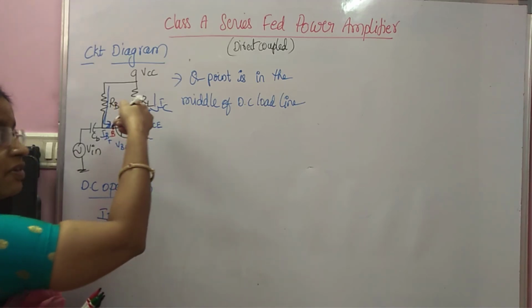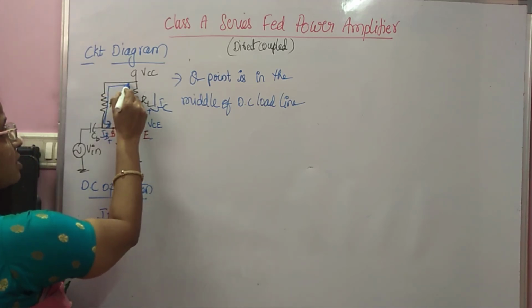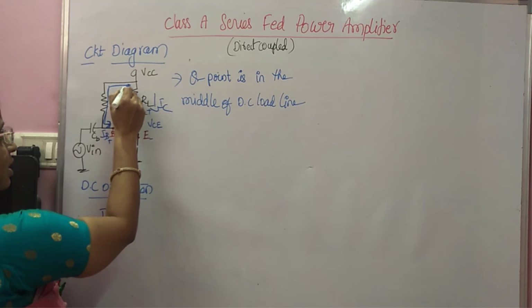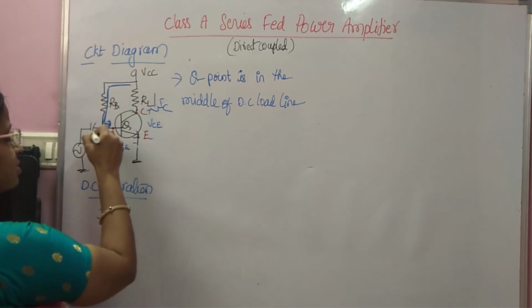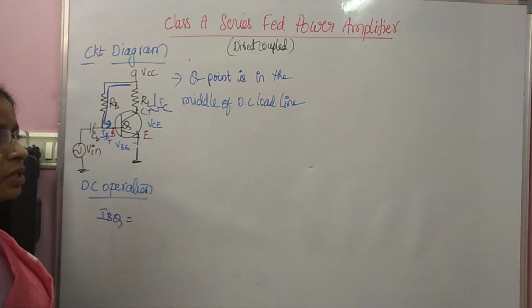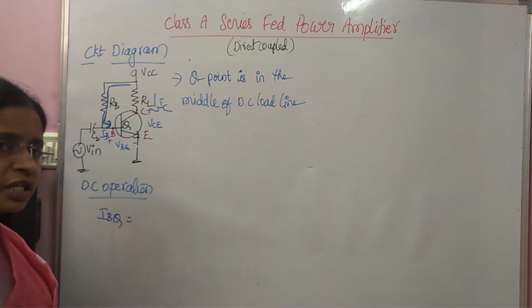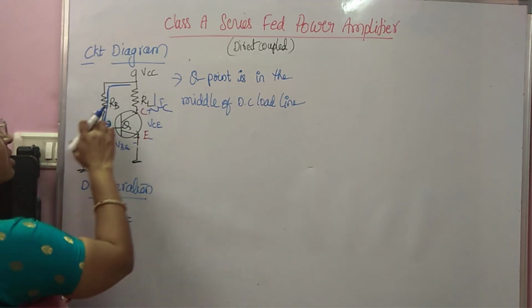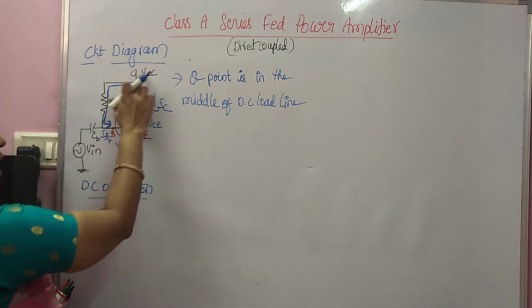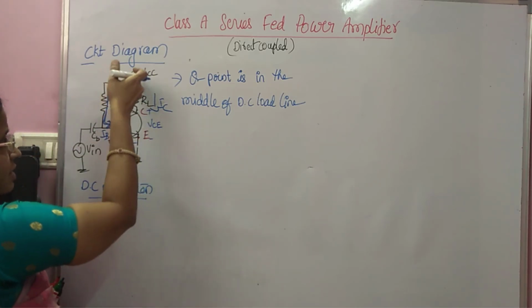Simply you apply KVL. From this, the current starts here at VCC and it goes like this. So, what is IBQ? Simply by using the potential difference concept also, you can write IBQ. This is the resistance RB.